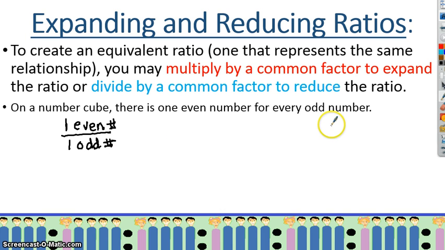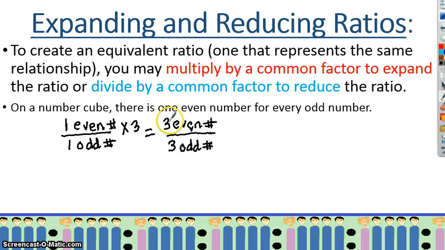Does that mean that there is only one even number on that dice? And the answer is no. We know that there's 6 sides to the dice, so we could expand this ratio by 3 to get 3 even numbers to 3 odd numbers. This is an equivalent ratio because there's still one even for every one odd.